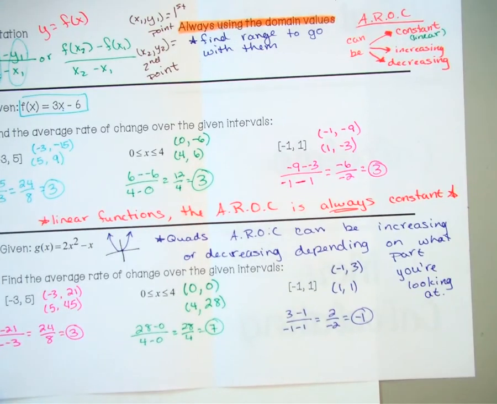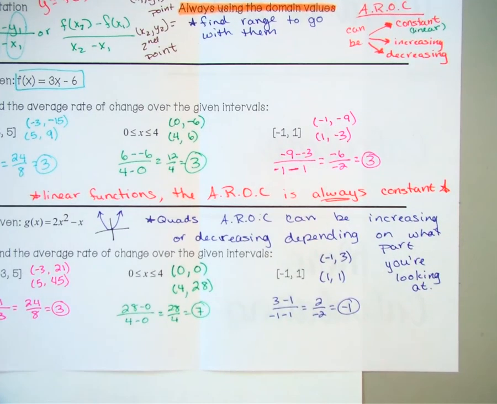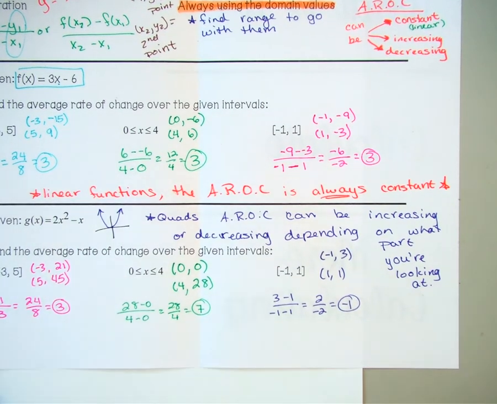So depending on what part of the graph you're looking at, they can be increasing or they can be decreasing, as we have seen right here. There is no real consistent pattern with that like we had with our linears or like we do have with our exponentials, and we'll talk about that a little bit more.